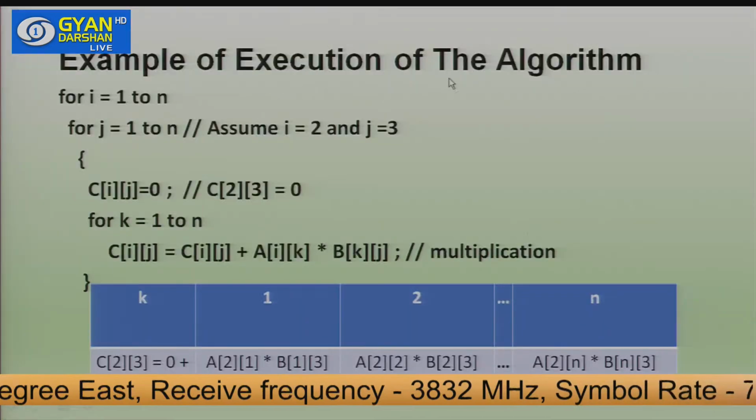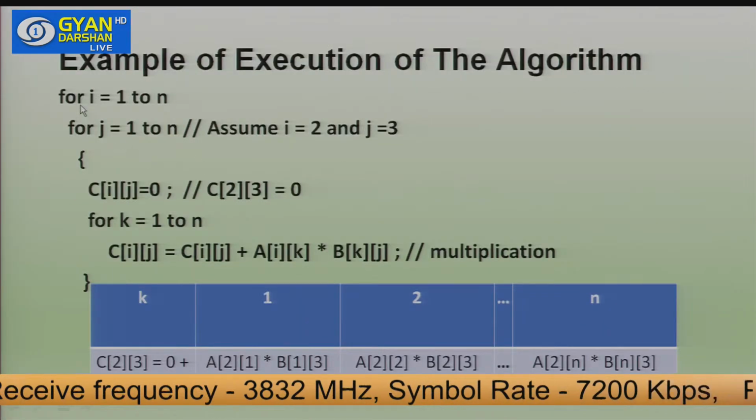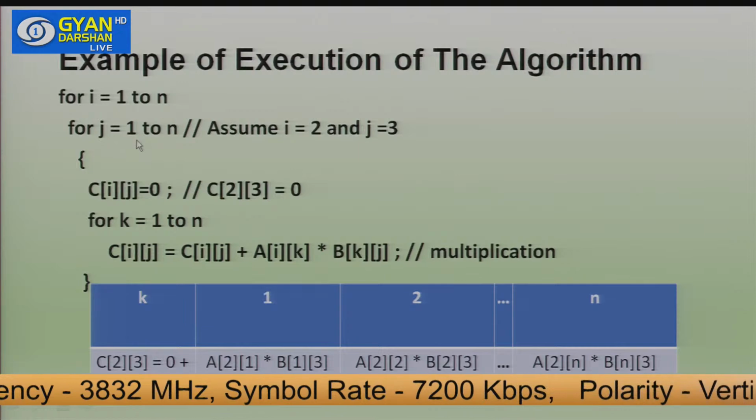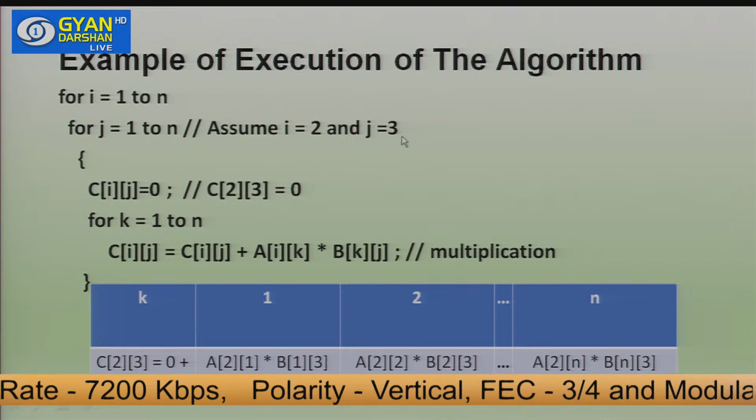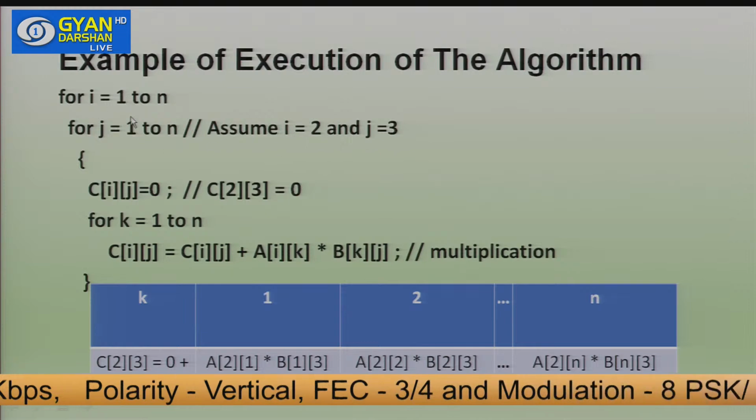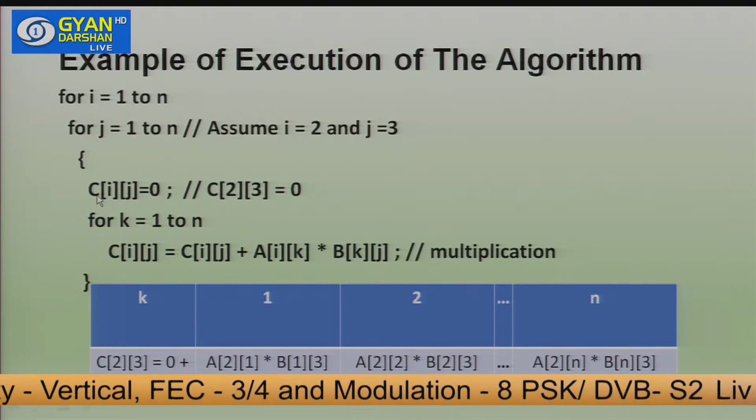But what is going to be the complexity of this algorithm? That is of concern to us. But before we go to that, let's look at an example of execution of this algorithm. For i equals 1 to n and j equals 1 to n, assume i equals 2 and j equals 3. Let's take any values, 2 and 3. So how is it going?